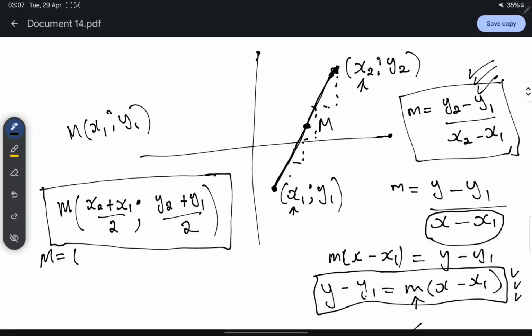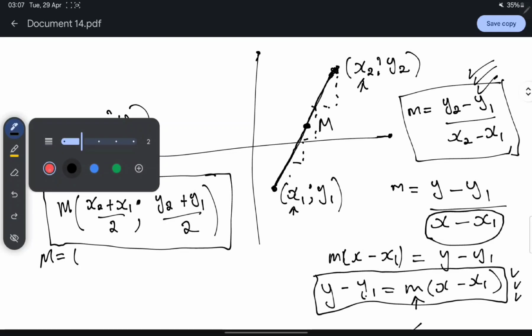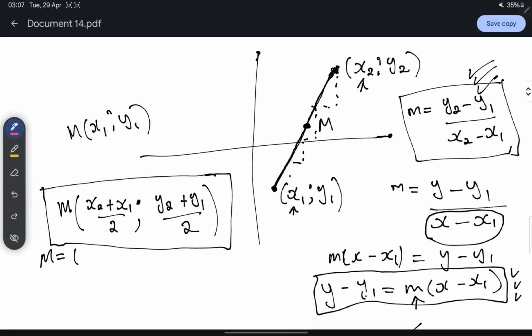If I were to have an angle here, you can see that I'm having this angle here.